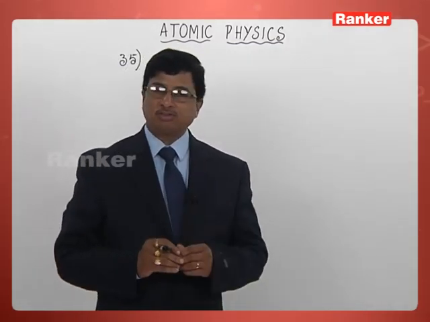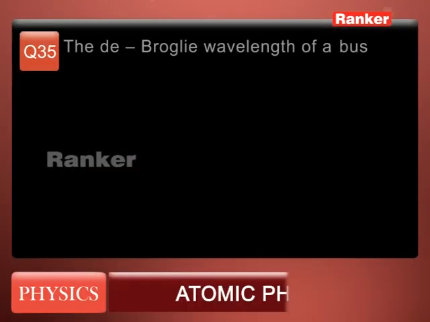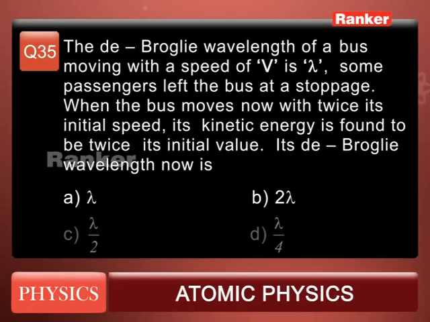The next number is 35th, a wonderful model question with an excellent description. The de Broglie wavelength of a bus moving with a speed of v is lambda. Some passengers left the bus at a stoppage. Some people have got down. When the bus moves now with twice its initial speed, its kinetic energy is found to be twice its initial value.